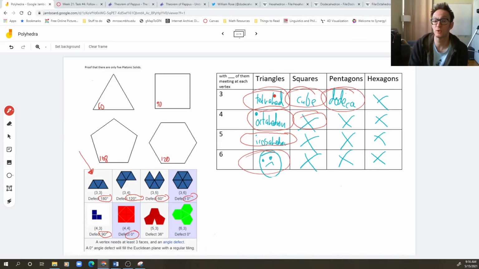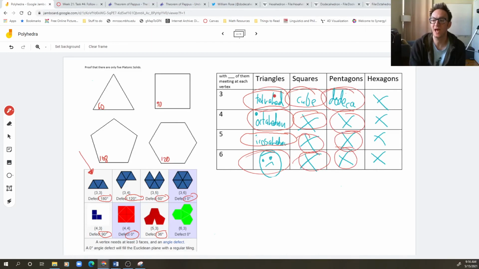If you are going to use pentagons, you can put 3 of them together, and because they're 108 degrees in every angle of a regular pentagon, that's 324, so you have 36 degrees left over to fold those pentagons up. And, okay, so good job. But if you try to put any more than 3 pentagons together, it's just not going to work.